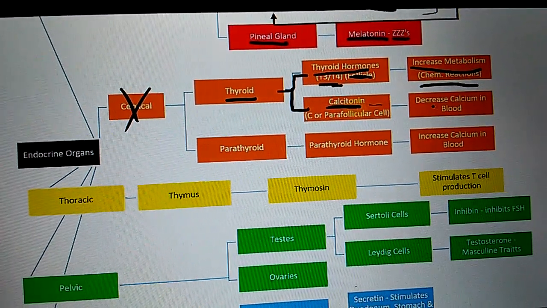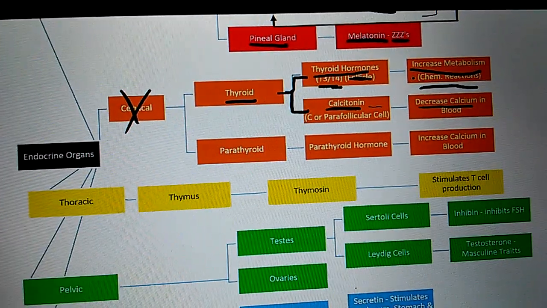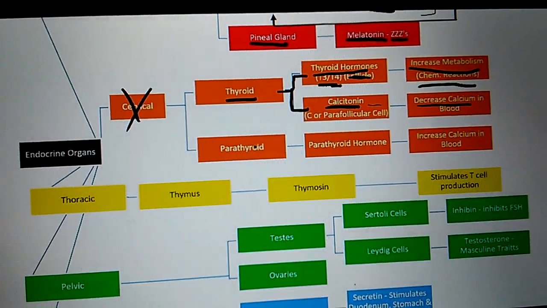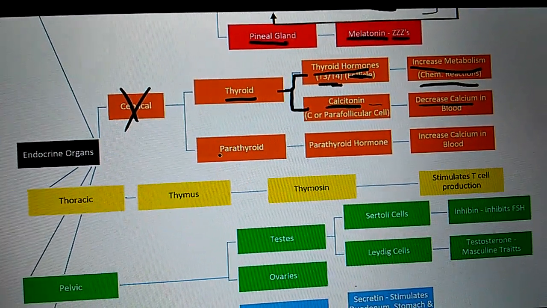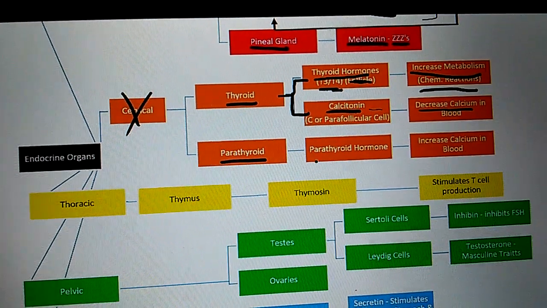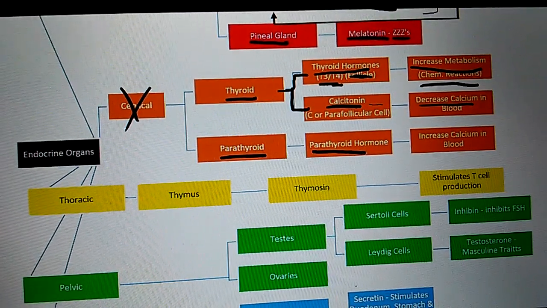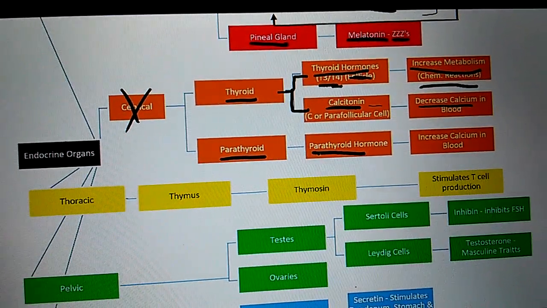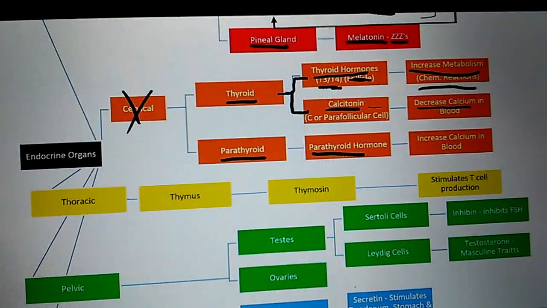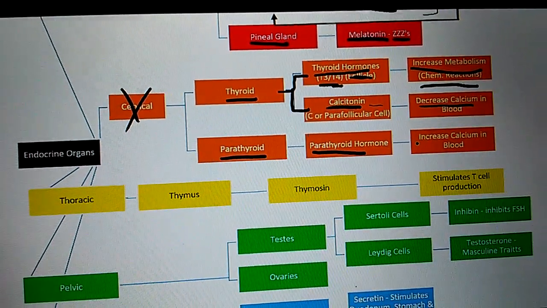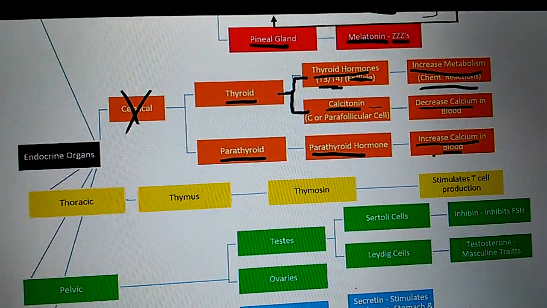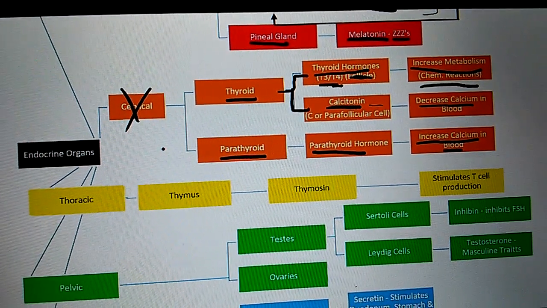What's the function of calcitonin? Decrease calcium in the blood. What decreases calcium in the blood? Calcitonin. Parathyroid gland produces what hormone? Parathyroid hormone. What does parathyroid hormone do? Increase calcium in the blood.